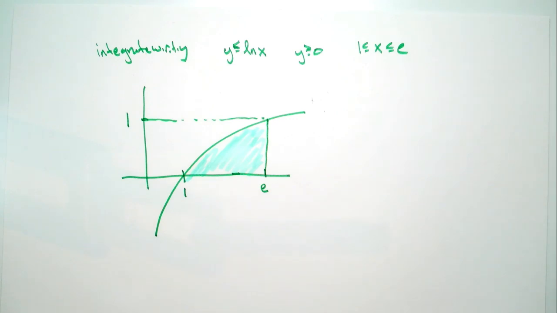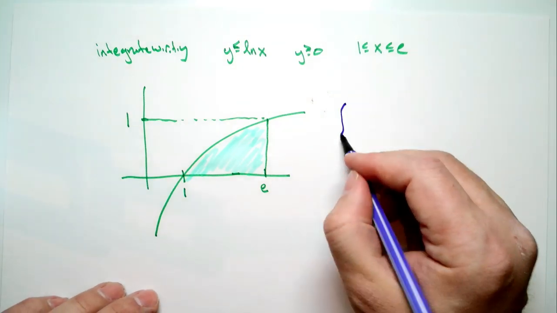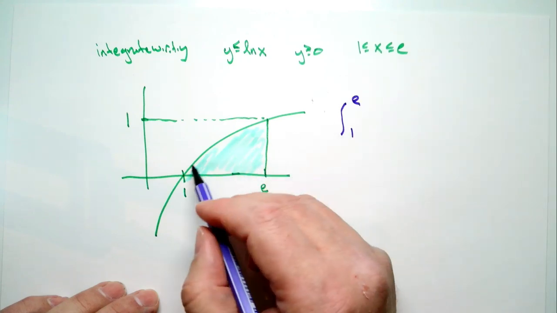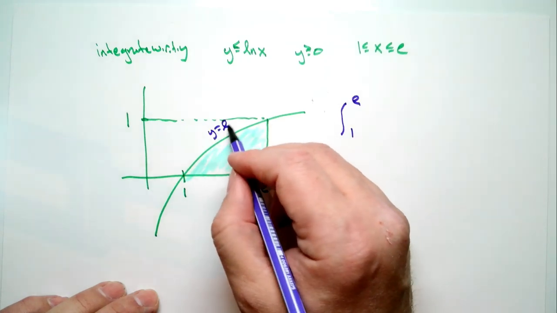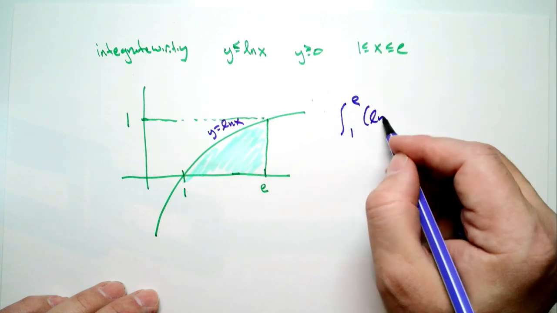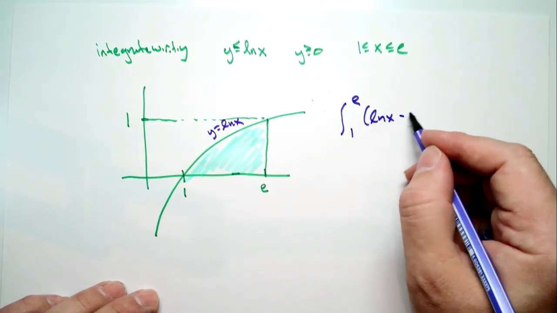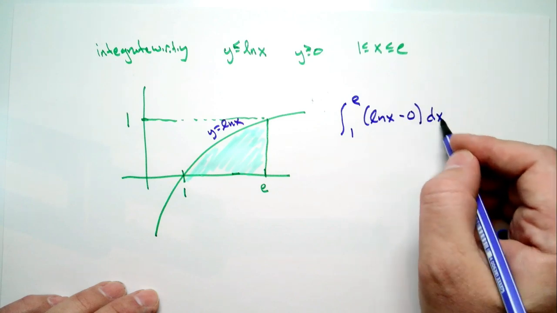Now, our intuition says this shouldn't be a hard integral. We just set it up because there's no tricky things. We're finding the area. So what would it be? Well, we would say integrate 1 up to e. And then it would be the top curve, which is the curve y equals natural log of x, minus the bottom curve, which is the x-axis. Oftentimes we suppress this minus 0, but it's still there in disguise.